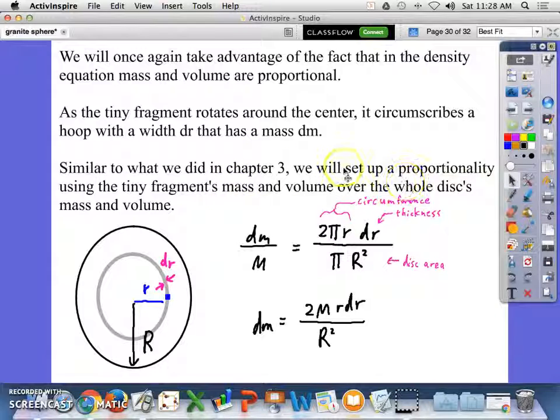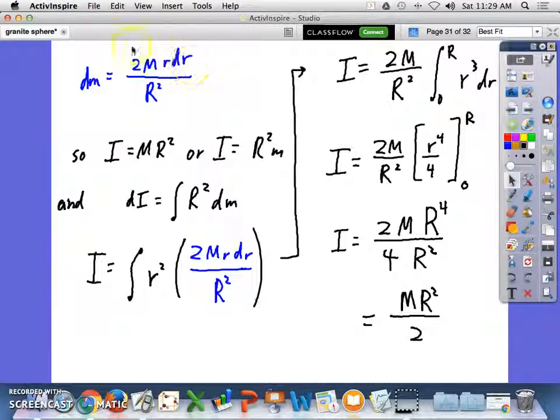Similar to what we did in Chapter 3, we're going to set up a proportionality using the tiny fragment's mass and volume over the whole disk's mass and volume. So the fragment's mass as compared to the whole mass, dm over M, is a proportionality equal to 2 times pi times r, that's the circumference, times the thickness, divided by pi times R squared, the disk area. And if you bring M up here, you end up with 2M r dr divided by R squared. Looks like murder. There it is in blue. Okay, so we're going to save that. We're going to use it for later.